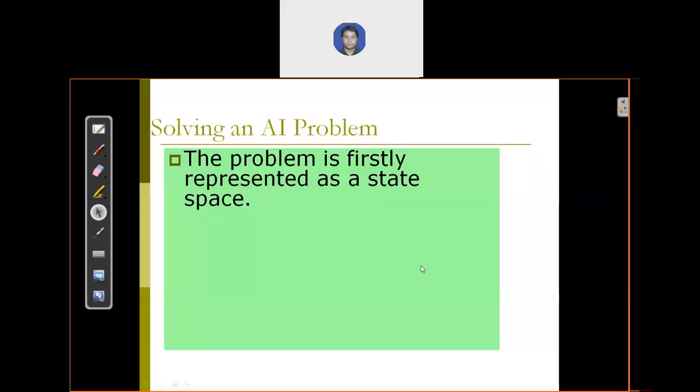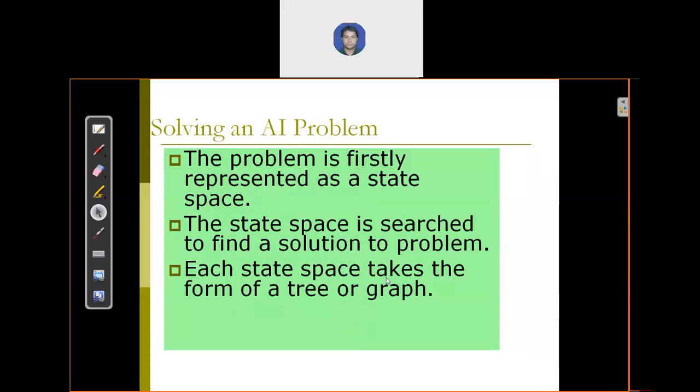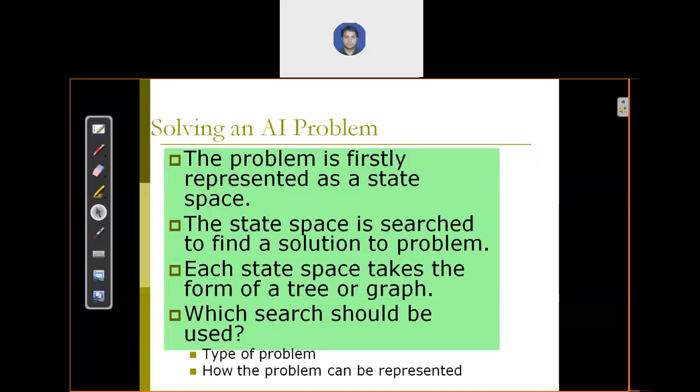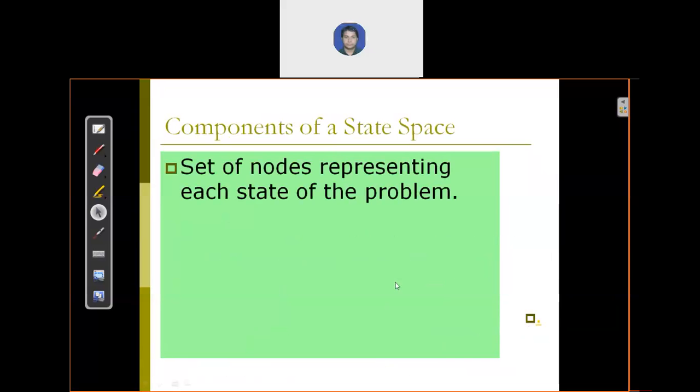And we use state space search to find a solution to a problem. Each state space can take any form, like a tree or a graph. Which search we should use depends on the type of problem and how the problem can be represented. The set of nodes represents each state of the problem.